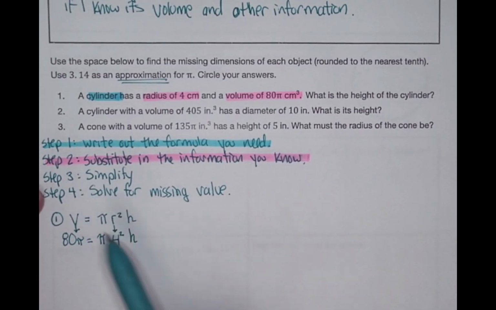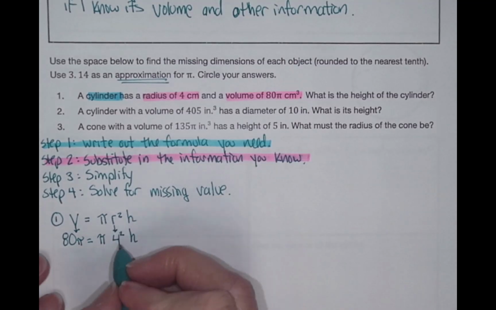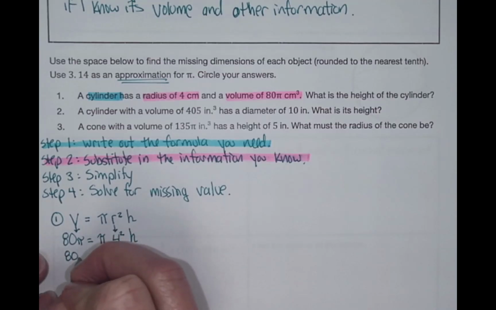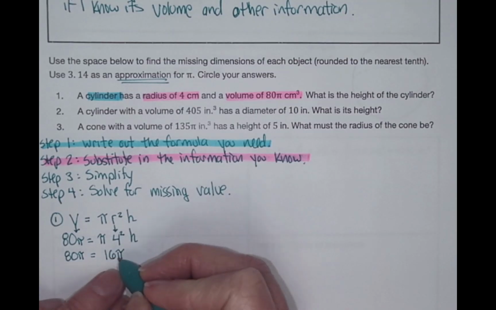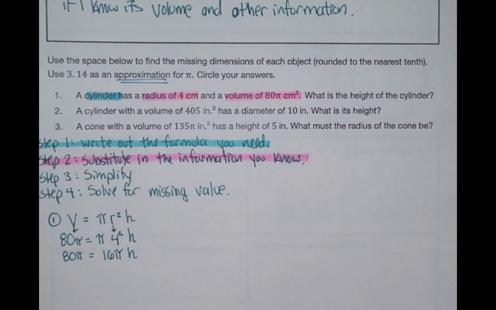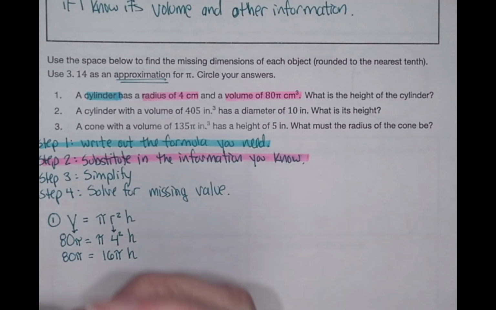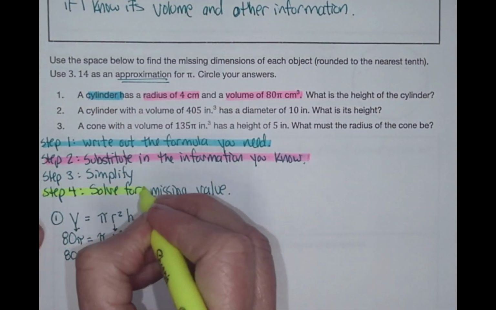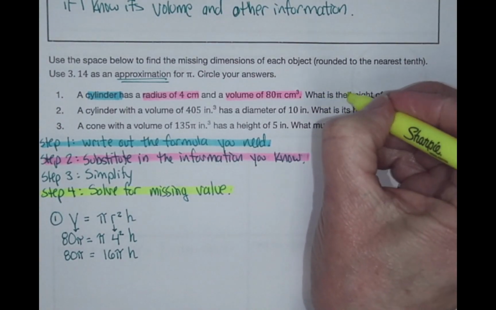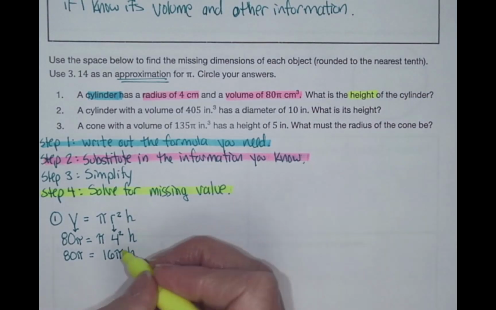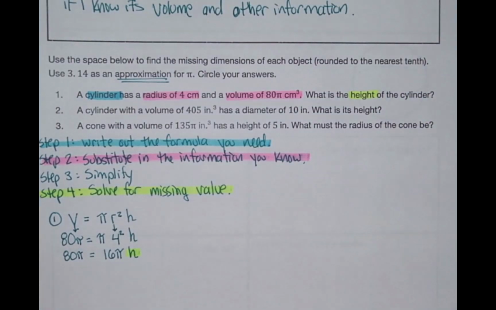Well, our next step is to simplify this all up. I'm going to go ahead and turn 4 squared into 16. 80 pi, I'm just going to write 16 pi h, because mathematicians will laugh if I write pi 16. And I'm solving for this missing value. I didn't highlight step 3 because there's really not much to do there. If it says, what is the height, then this is what I'm trying to solve for.